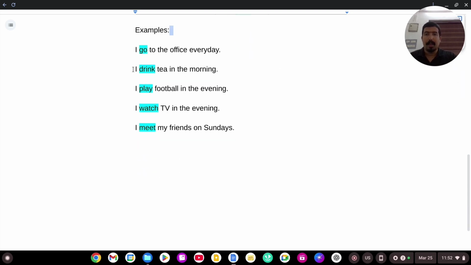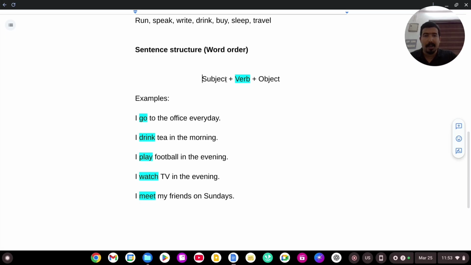So next one, I drink tea in the morning. This is something that you do in the morning. If you have a habit of drinking tea, you can say I drink tea in the morning. Again, I is the subject, drink is the verb here, tea is the object. You can easily see the subject verb object part. Here the verb comes in the middle, right? Just like that, in the example also you can see I drink tea, the verb drink comes in the middle.